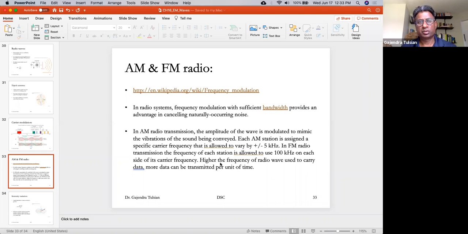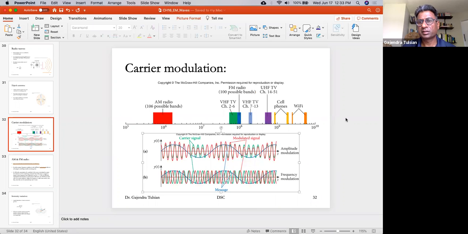By the way, if you want to use electromagnetic waves to transmit data, the higher the frequency of the wave used to carry data, the more data can be transmitted. And so now you understand this. So Wi-Fi signals use higher frequencies because more data can be transmitted.